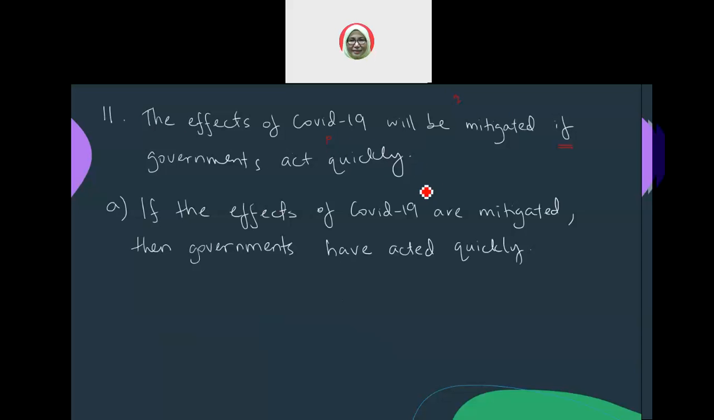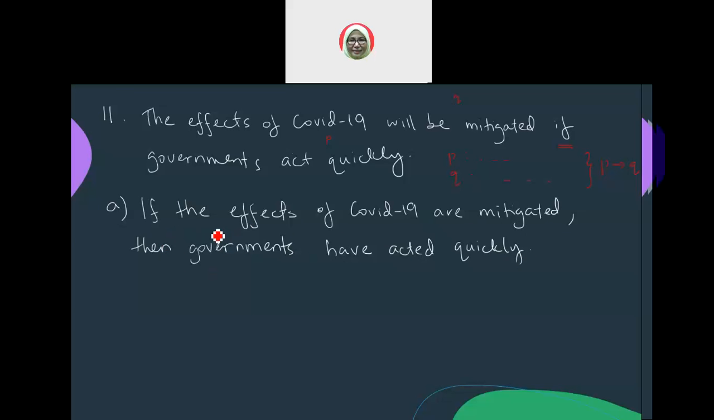So after the if should be the hypothesis. So P is governments act quickly. We should write in words. What is P? Okay, translate. You should define P, write the words in full, and then Q in full. Then this statement you should translate into P implies Q, right? The translation in symbolic for this statement is P implies Q. Now, to find the equivalent statement: if the effects of COVID-19 are mitigated, then governments have acted quickly.